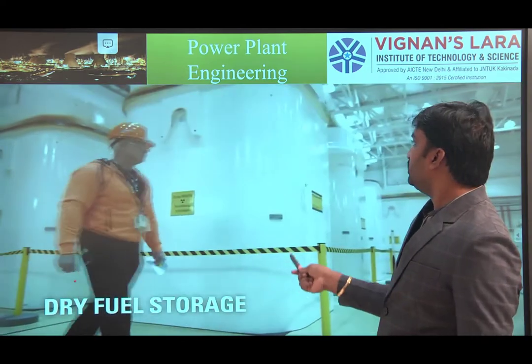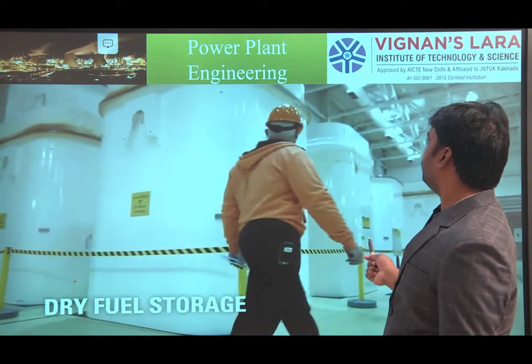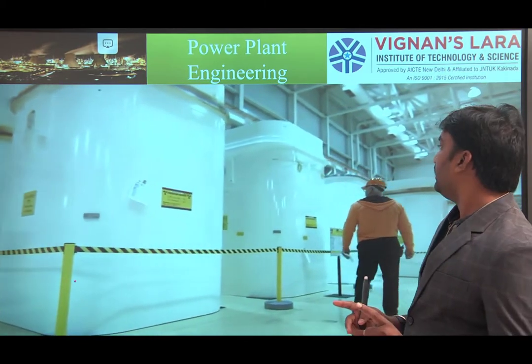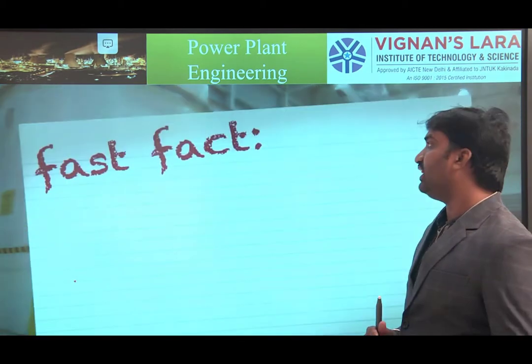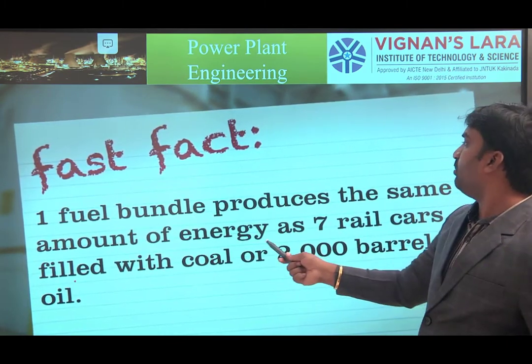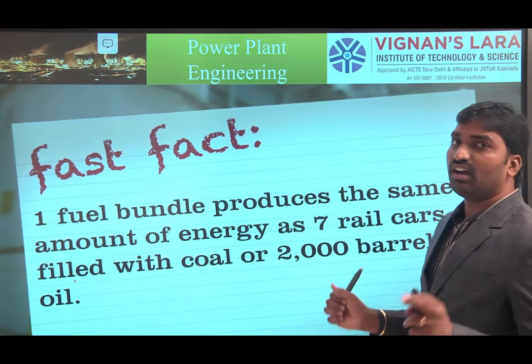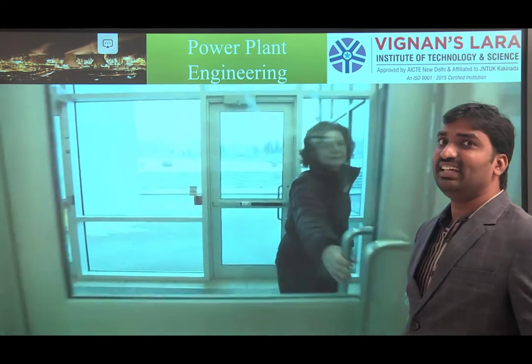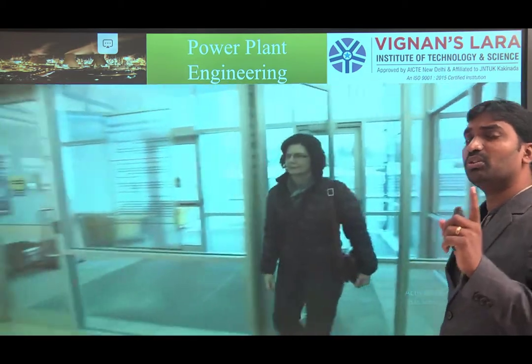Okay. So these are the dry fuel storage systems. They require continuous monitoring. Okay. A monitoring system is very much required here. And one fuel bundle produces the same amount of energy as 7 rail cars filled with coal or 2000 barrels of diesel. So one fuel bundle equals 2000 barrels of diesel.